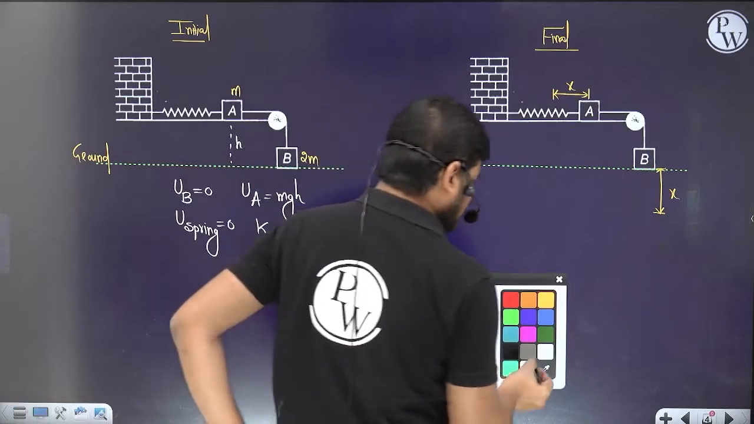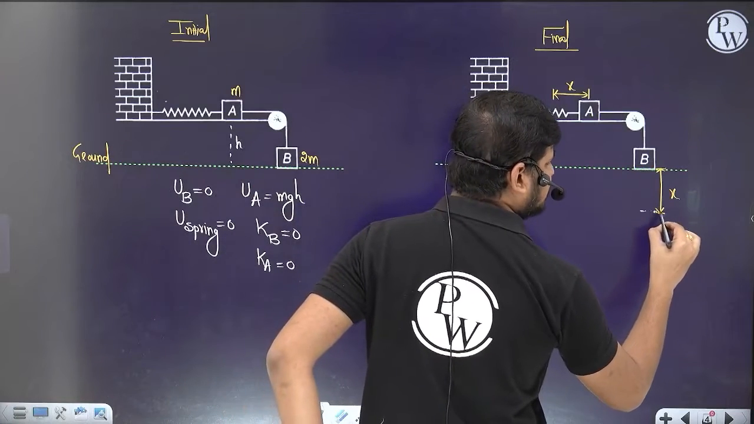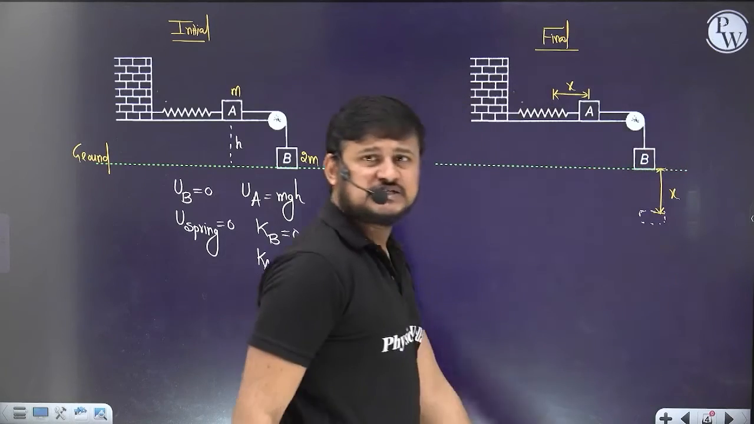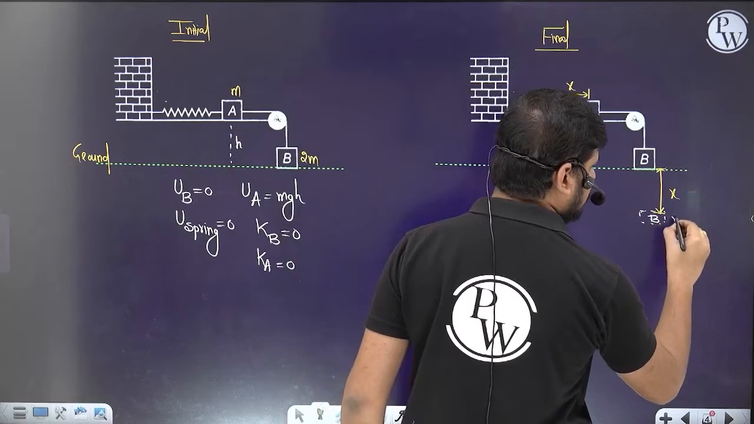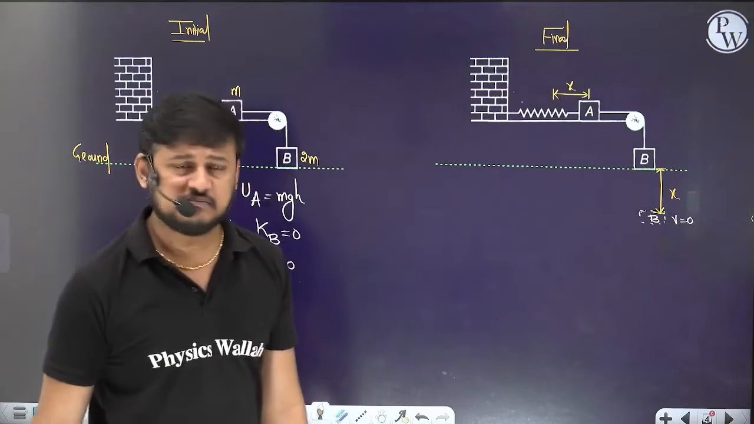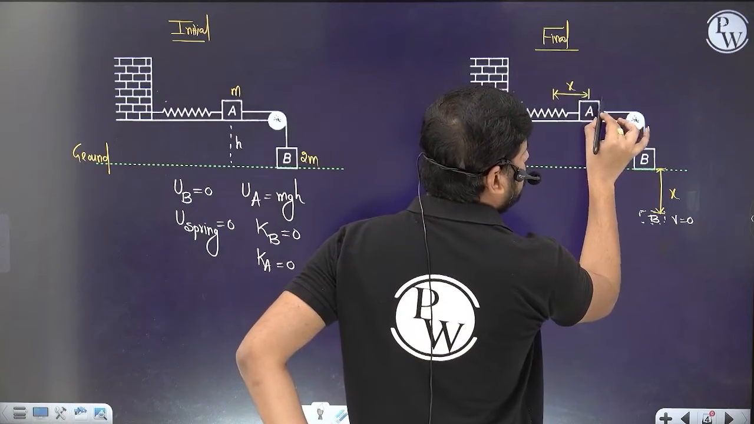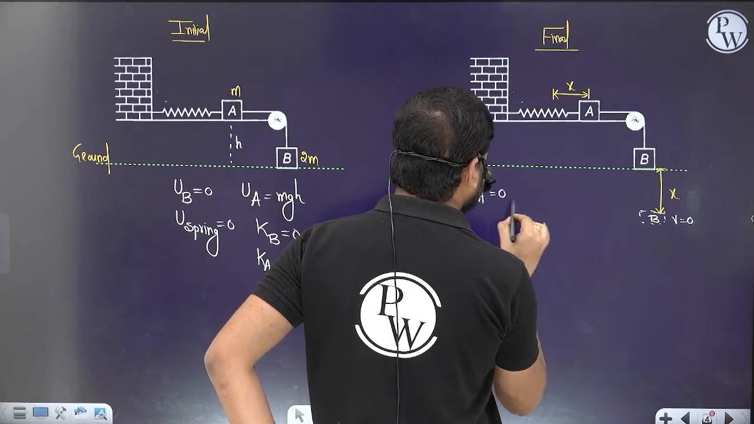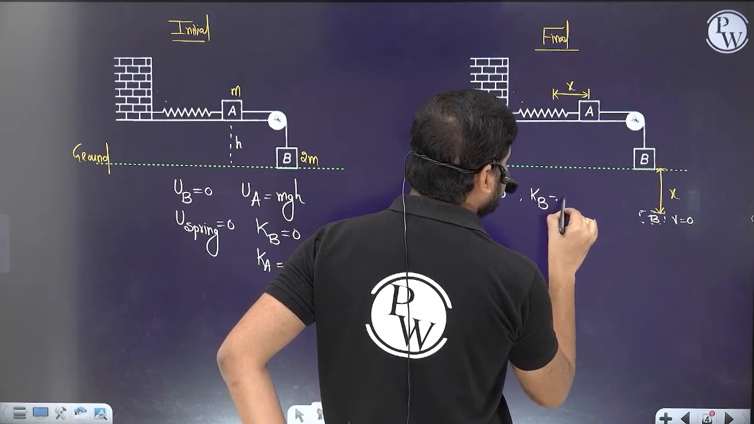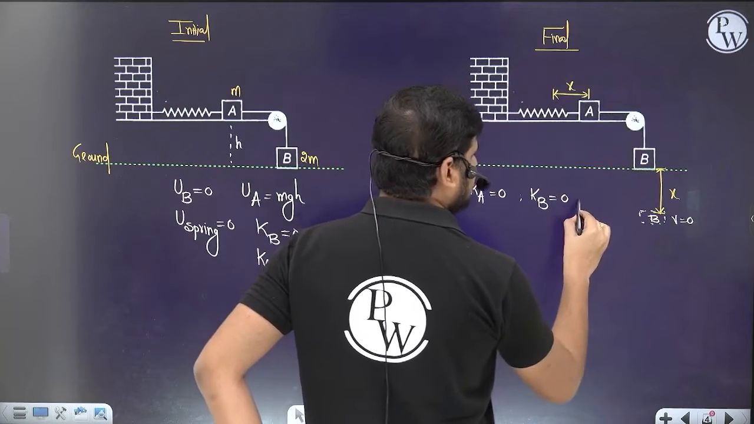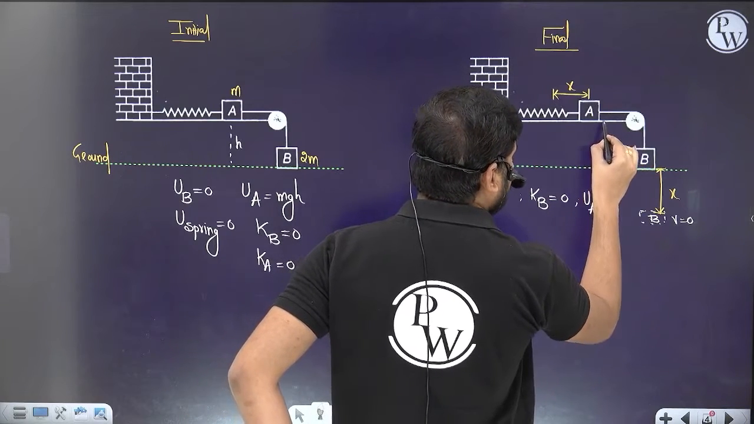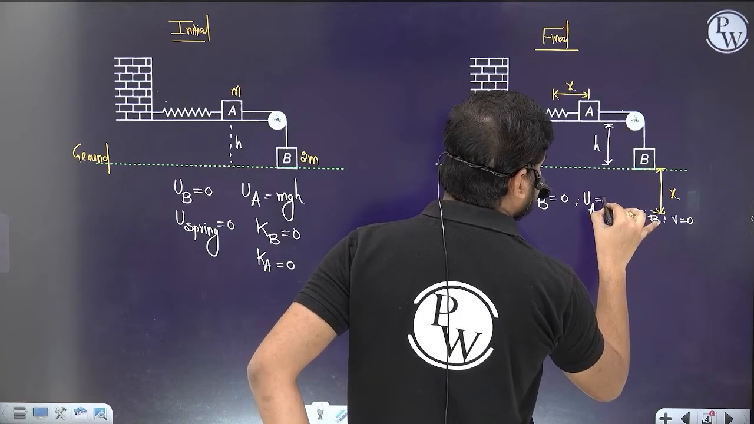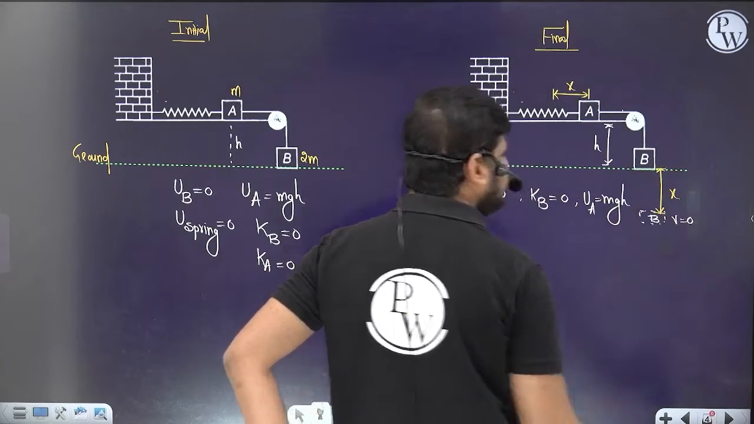Now see here, this will come to rest after some time. The block B oscillates for some time and comes to rest, right? So its velocity v will become 0. I can say that the kinetic energy of A is 0 and the kinetic energy of B block is also 0. The A block comes to this place, let's suppose, still at a height of h from the ground, so the potential energy of A will be mgh, right?